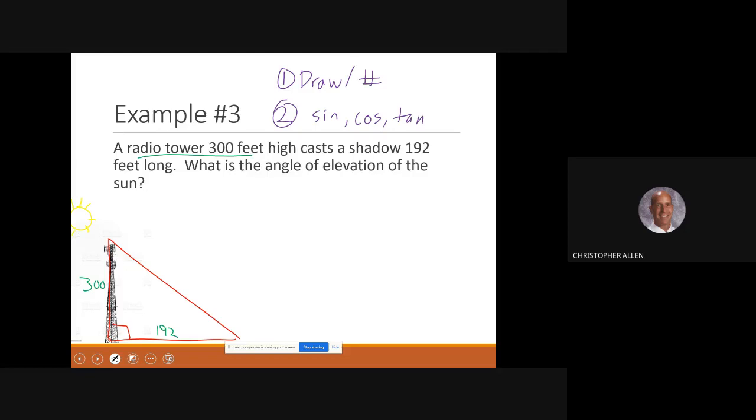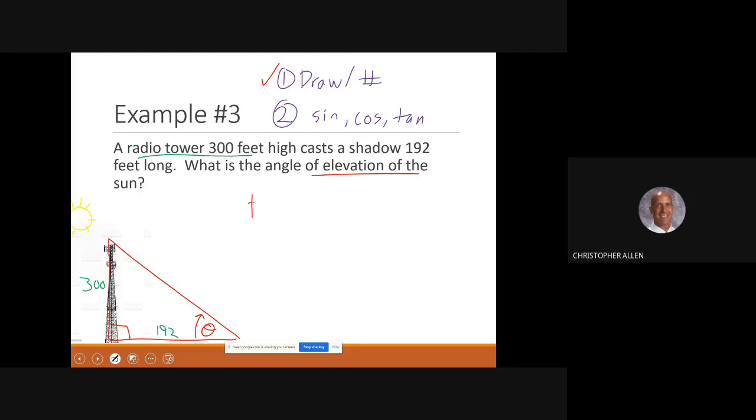Now, I've done part A that I asked you to do. I did this part up here, check. Now, most important question, is it sine, cosine, or tangent in this one? Marianne? It is absolutely tangent. Exactly. And the reason it's tangent, we're trying to figure out this angle right here, which is the angle of elevation. This is the opposite, 300, and the adjacent is 192.